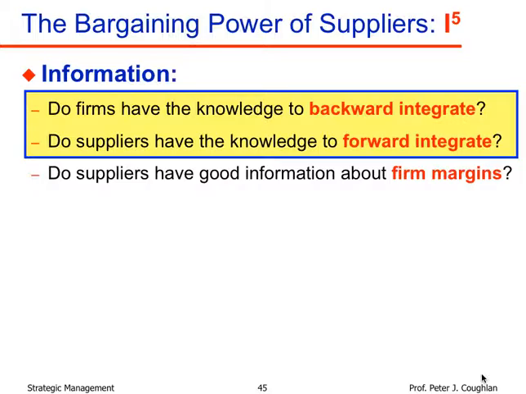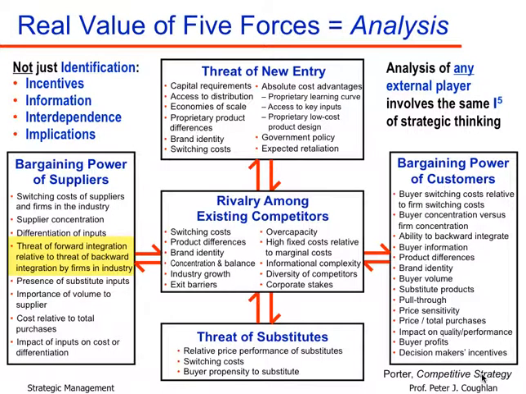Here's one of the slides on the bargaining power of suppliers. We said under information, do firms have the knowledge to backward integrate? Do suppliers have the knowledge to forward integrate? If you have the ability to backward integrate and become your own supplier, that increases your leverage. But if they have the knowledge and ability to forward integrate, then that increases their leverage.